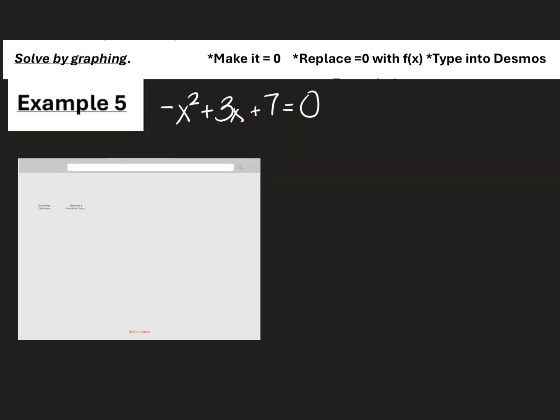Example 5, it already equals 0, but I like for my quadratic term to be positive.